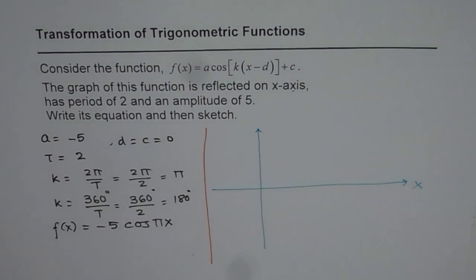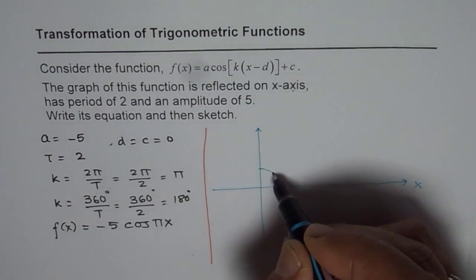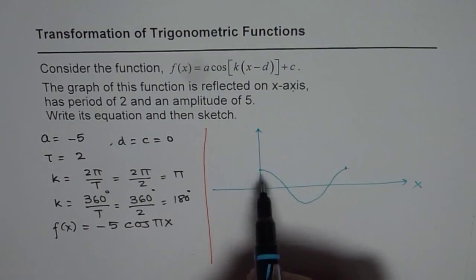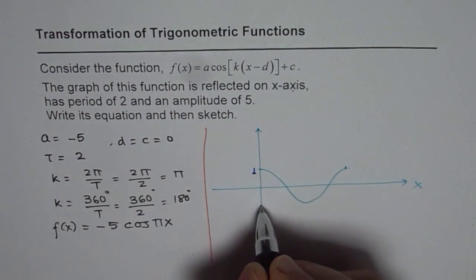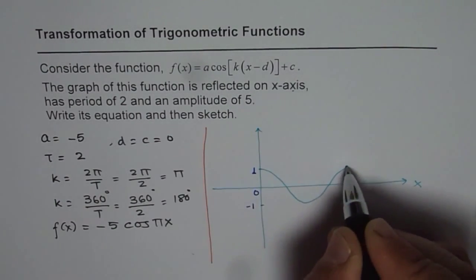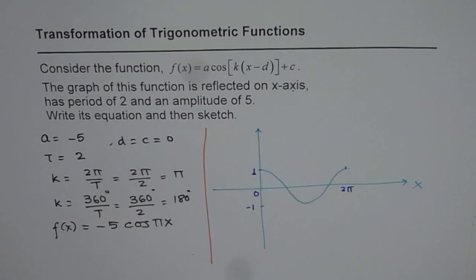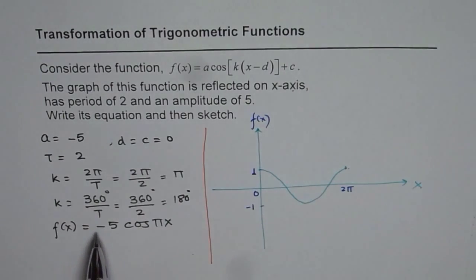Normally the cosine function should be kind of like this. Let me just sketch one cosine function for you. That's the cosine function normally you'll see, which will have maximum at 1, minimum minus 1. This will be 0, and the time period will be 2 pi. That is how your cosine function is going to look like. That is cos of x. What we need is f of x, which is transformed cosine function, minus 5 cos of pi x, right?